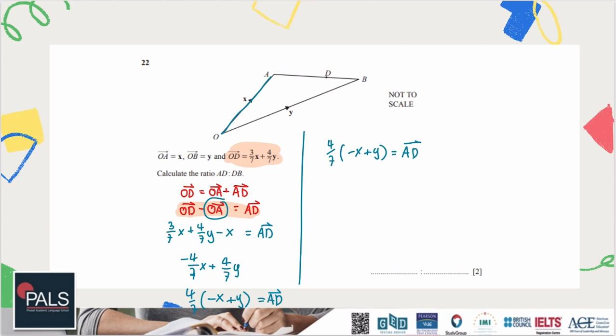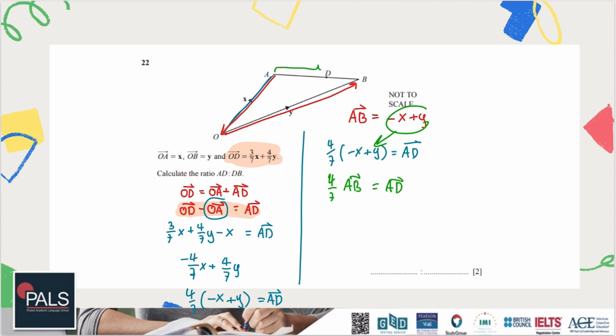But look, what we want to find first is A to B. So vector AB is minus x plus y, right? Why is this minus? Because the direction from A to B goes in the opposite direction to the vector x, so it will be minus. So it's 4 over 7 of x minus y, so AB equal to AD.